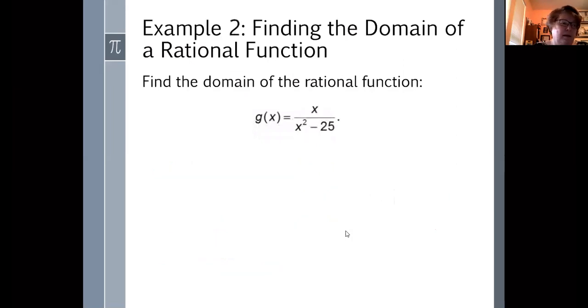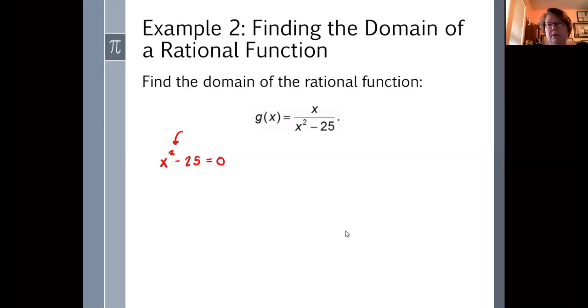Here we have g of x equals x over x squared minus 25. So again, to determine the domain of this function, we set the denominator equal to 0. So we're going to set x squared minus 25 equal to 0, and we're going to solve the resulting quadratic equation. This is a quadratic equation because of that 2 in our exponent right there. So you could solve this 3 different ways. You could certainly factor it. This is the difference of 2 squares. It's one of our special products.